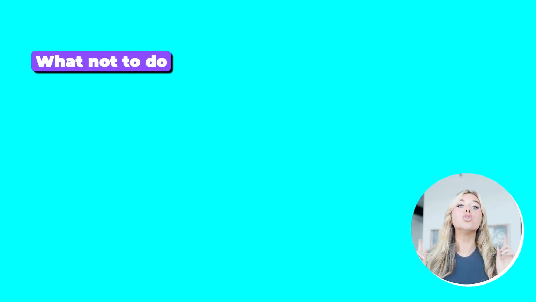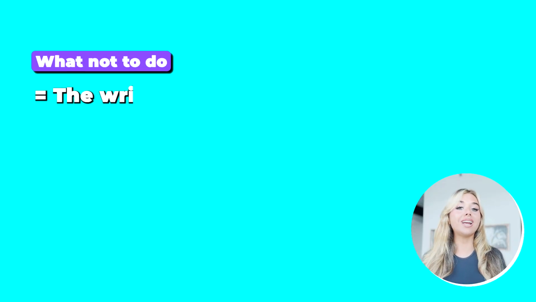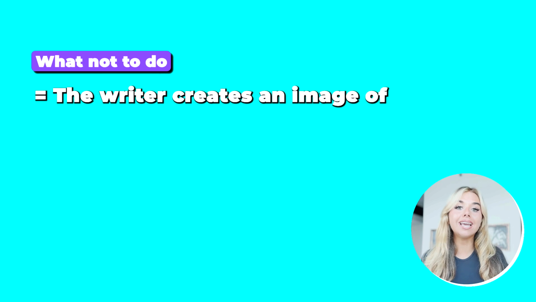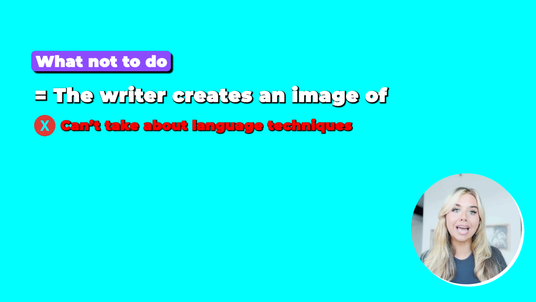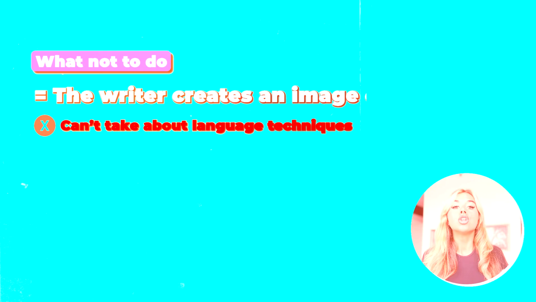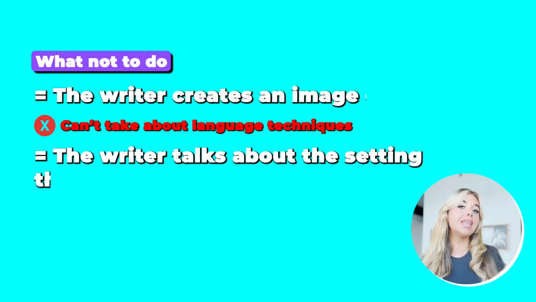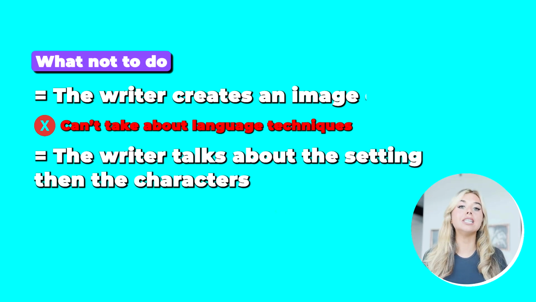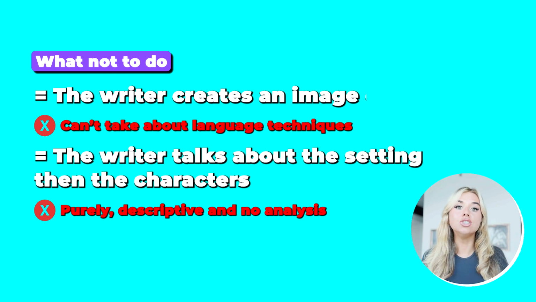They just do some lovely analysis for language. They don't talk about structure at all. That's a good way to guarantee you get 0. So here is what not to do. The writer creates an image of. The mistake here is you can't talk about language techniques. No language techniques. Get them out of your head for question 3. The writer talks about the setting, then the characters. The mistake here is it's just purely descriptive. There's no analysis. It's just stating about the setting. It's not actually going into the analysis about it.